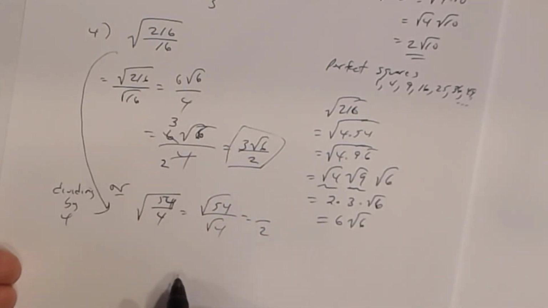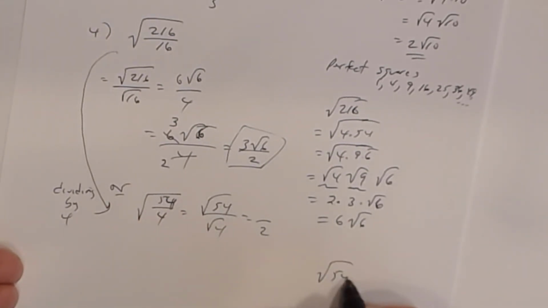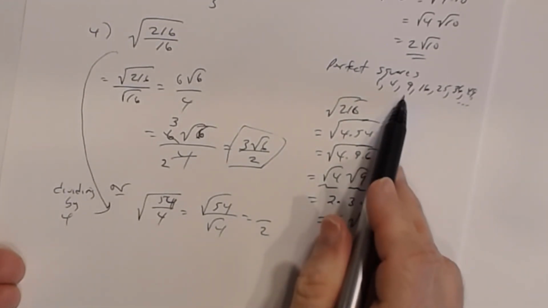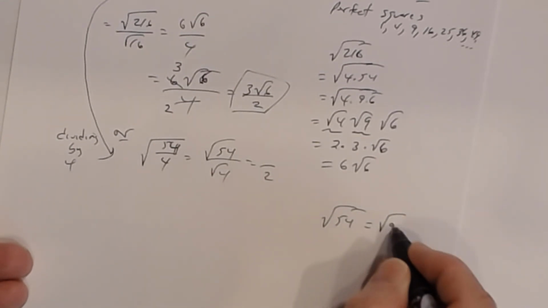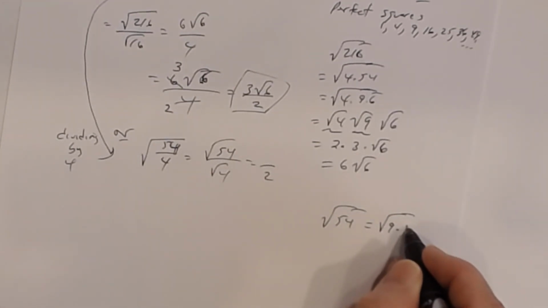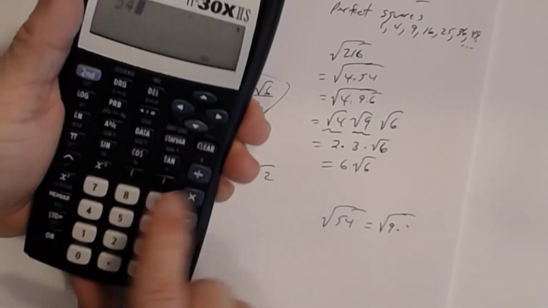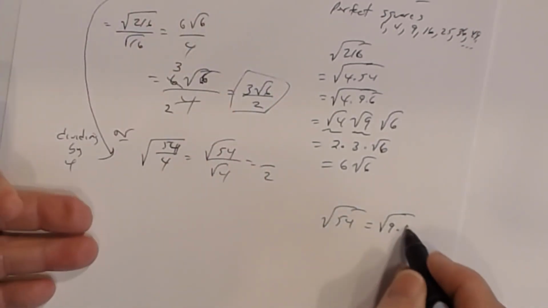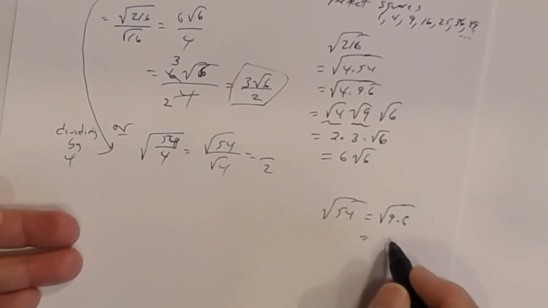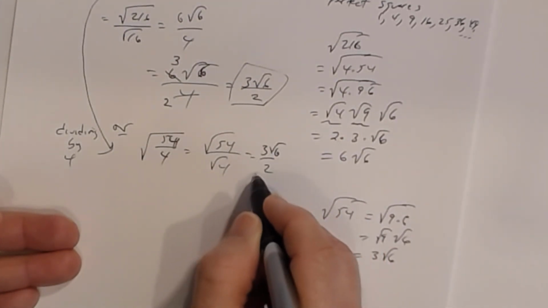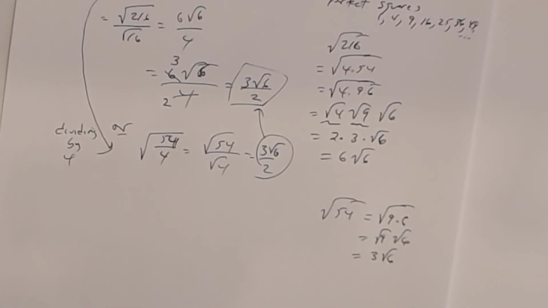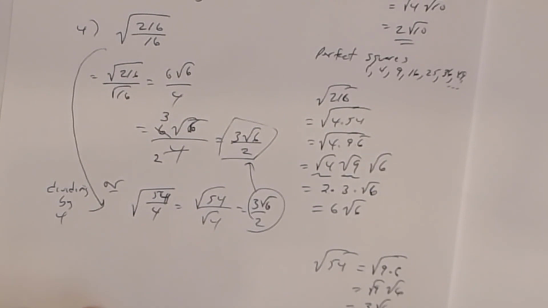Now let's get the square root of 54. 9 is the largest perfect square that goes into 54. So I can rewrite this as the square root of 9 times, if you can't remember, just say 54 divided by 9, right? So 9 times 6. And then I can write this as the square root of 9 times the square root of 6. The square root of 9 is 3. So you get 3 square root of 6, and that goes here. And that's the same thing you had here. So different ways of coming up with the same answer.